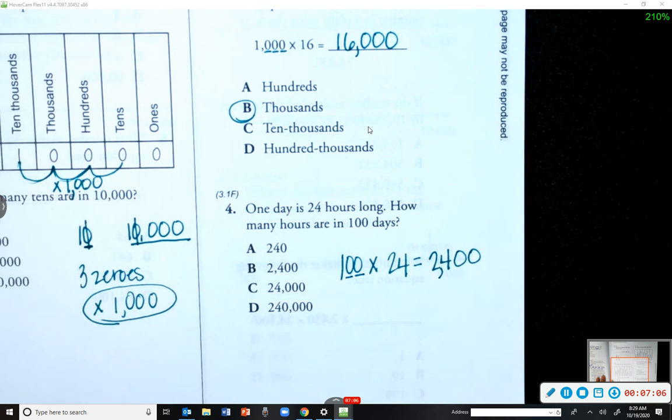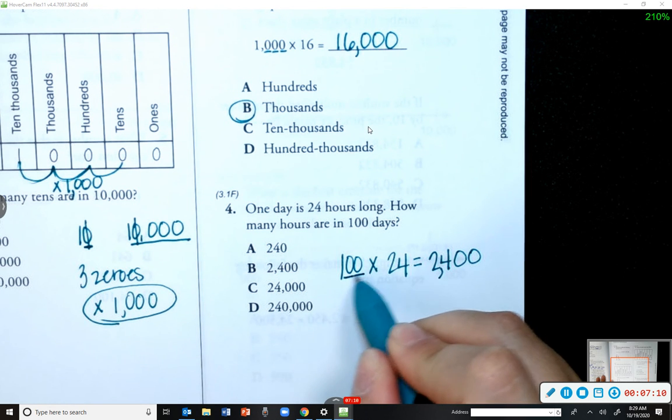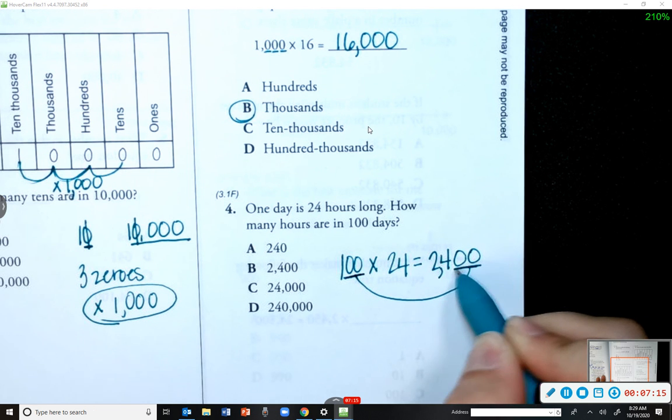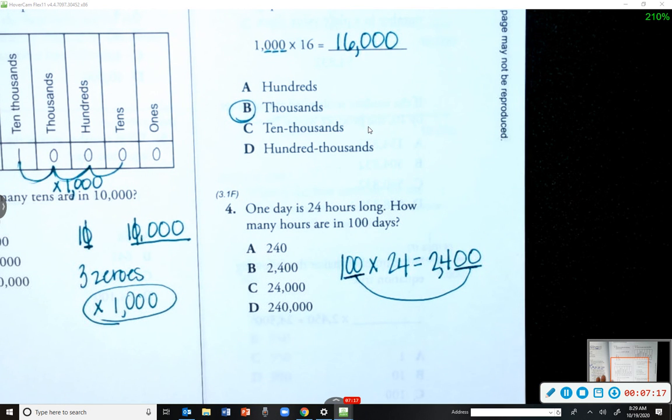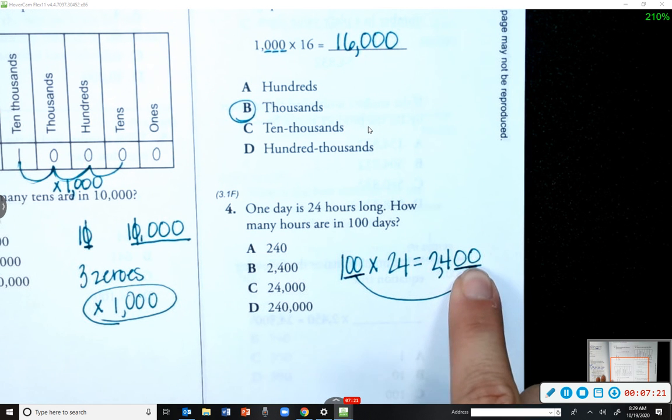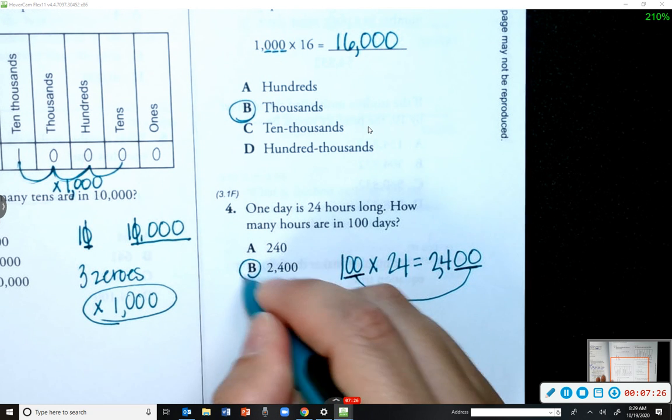So our answer would be 2,400, because all we do when we multiply by 100 is take these 2 zeros and put them at the end. So see, the 24 still stayed there. We just plugged in 2 zeros to make it 2,400. So B is the correct answer.